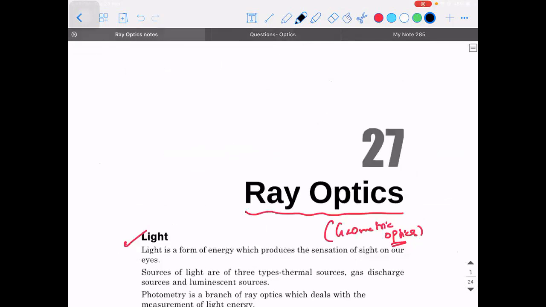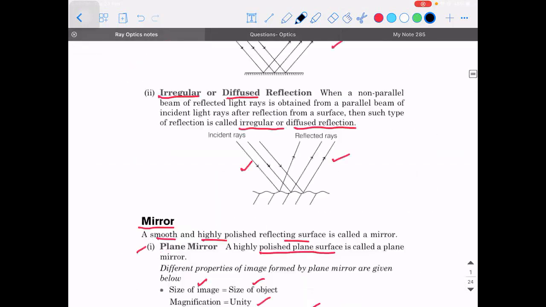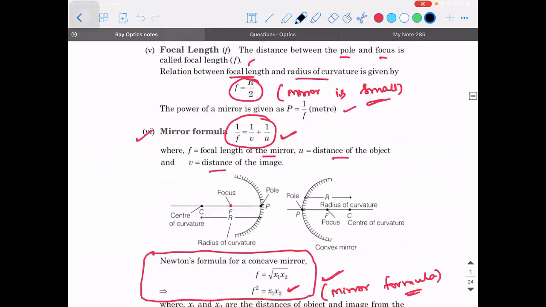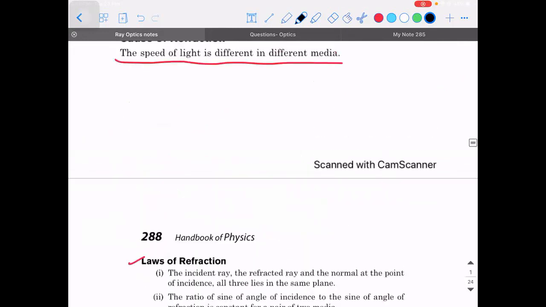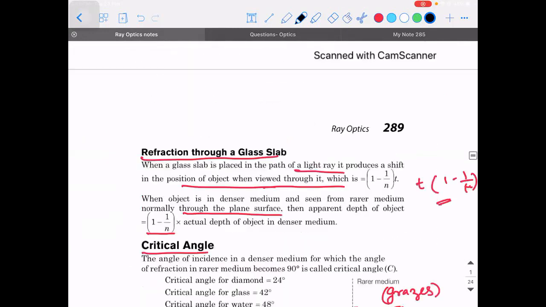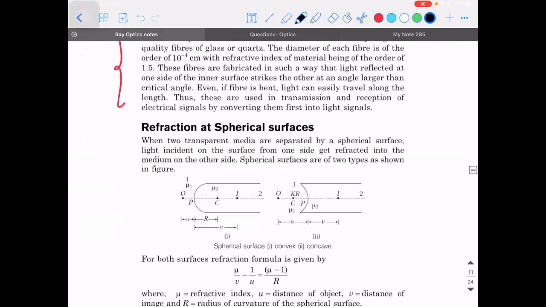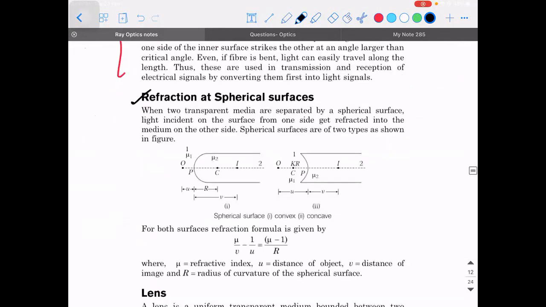Okay, refraction through curved surfaces. So there is a formula, right? What is it? Mu2 by v minus mu1 by u is equal to mu2 minus mu1 divided by r. I told you that was very important. Refraction at spherical surfaces: when two transparent media are separated by a spherical surface, whereas till now whatever we saw was separated by a plane surface, then light incident on the surface from one side gets refracted into the medium on the other side.